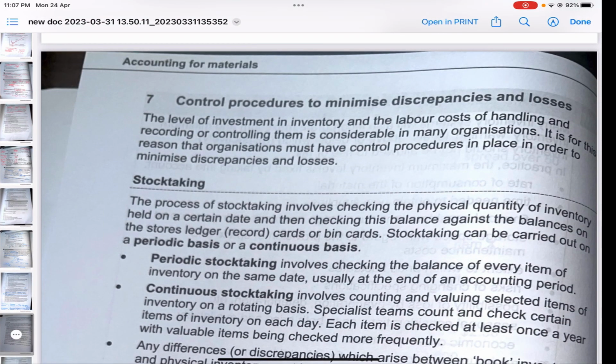Control procedures to minimize discrepancies and losses. So what are the control procedures that need to be taken by an organization in order to minimize discrepancies and any sort of losses? The level of investment in inventory and labor costs of handling and recording or controlling them is considerable in many organizations. It is for this reason that organizations must have control procedures in place in order to minimize discrepancies and losses. So the businesses must have a control procedure. If they do not control, then that might lead to various kinds of losses to the business organization.